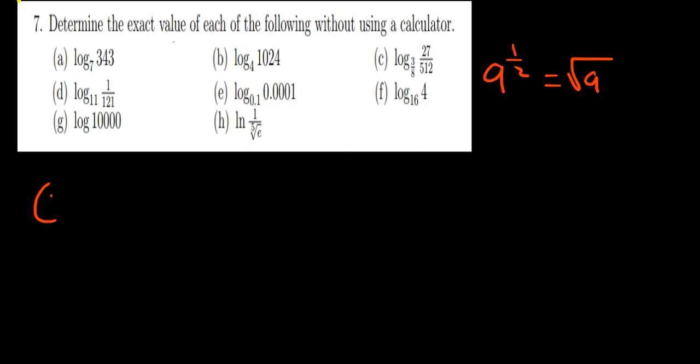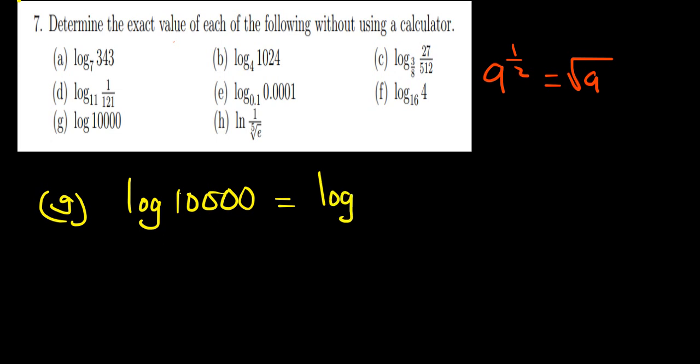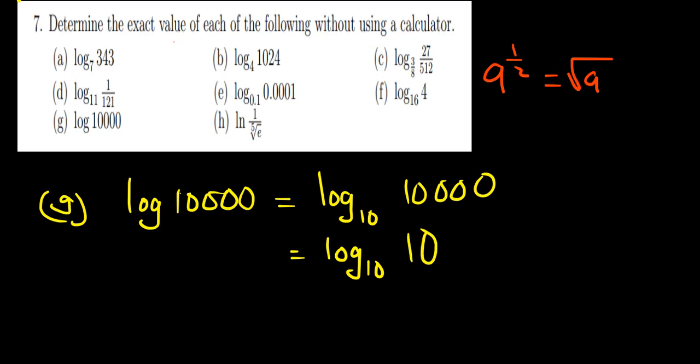What about G? On G, we have log of 10,000. Immediately you notice that you do not have a base given there. Just know that that is base 10. So it will be log base 10 of 10,000. We can write 10,000 in terms of 10 to the power something. This 10,000 is the same as 10 to the power 4. So we drop the 4 in front, and then we have log base 10 of 10. Log base 10 of 10 is 1, so this is just going to be equal to 4.